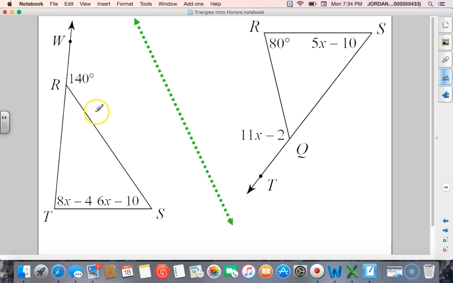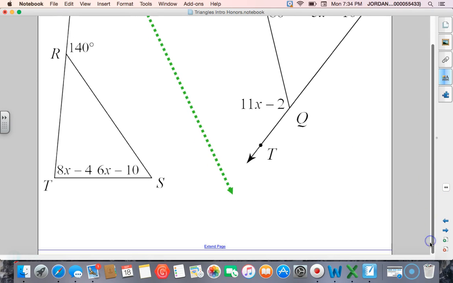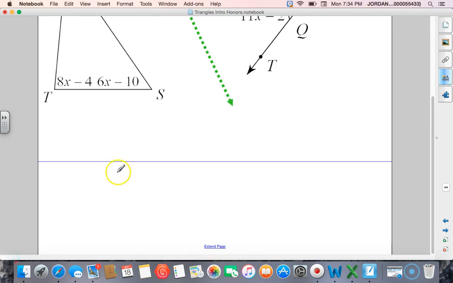All right, so I'm going to do one problem right here for you. So this is our exterior angle. We have two interior angles. So we know by the exterior angle theorem that these two must add up to be this. So that's how we set up our equation. We just add up those two angles. 8x minus 4 plus 6x minus 10 should equal 140.